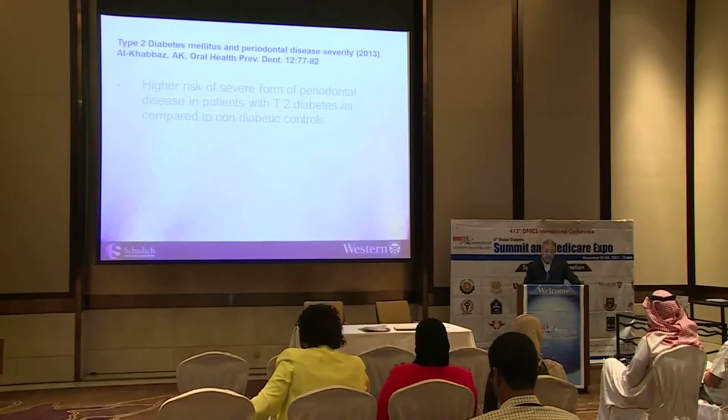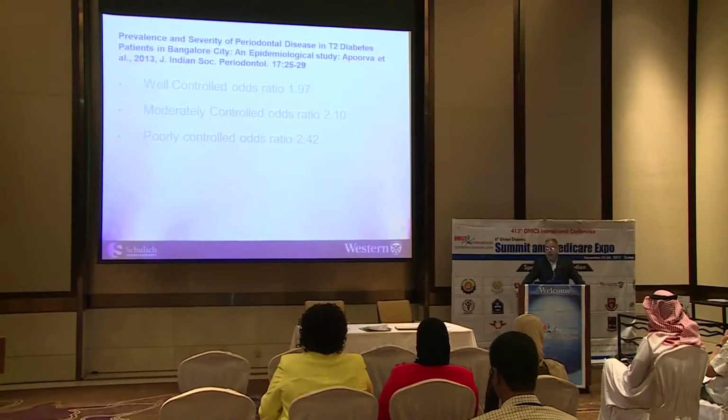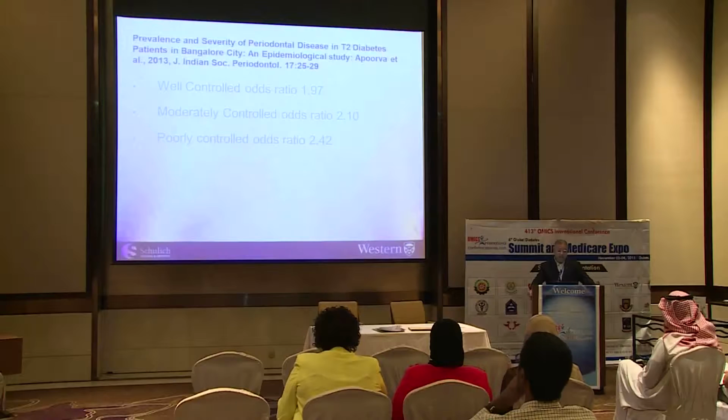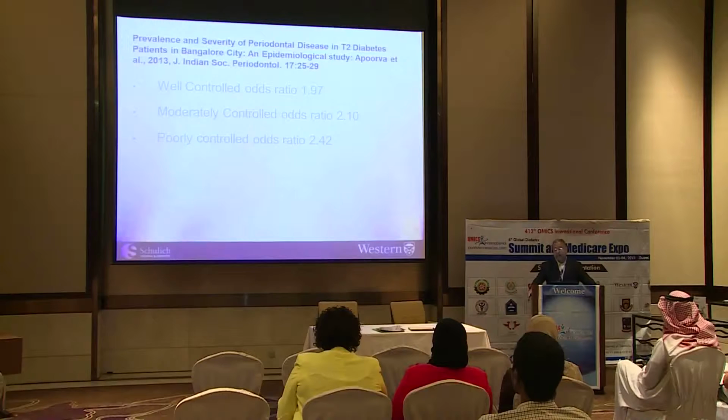And then there's a recent epidemiological study from Bangalore, India, and they looked at 490 patients, and they found well-controlled, moderately controlled, poorly controlled patients, and that is a very arbitrary kind of classification. Well-controlled to them was about 7% A1C, and moderately controlled was 7.1 to 8, and then over that was poorly controlled. And the odds ratio becomes higher as the A1C level goes up.